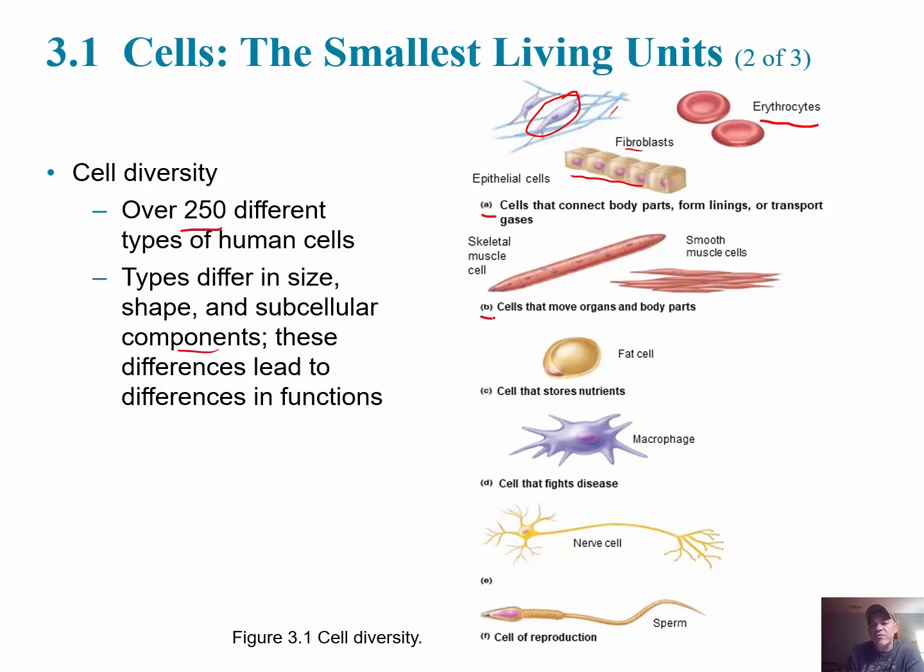And then we have another group, B. These are cells that move organs and body parts. So this would be cells capable of contracting or shortening. And here are your voluntary skeletal muscles right here. They're long because their function is to shorten or to contract. And then we have smooth muscles, which you find in hollow organs like the stomach. And then we have cells that store nutrients. And here you have an adipocyte or fat cell.